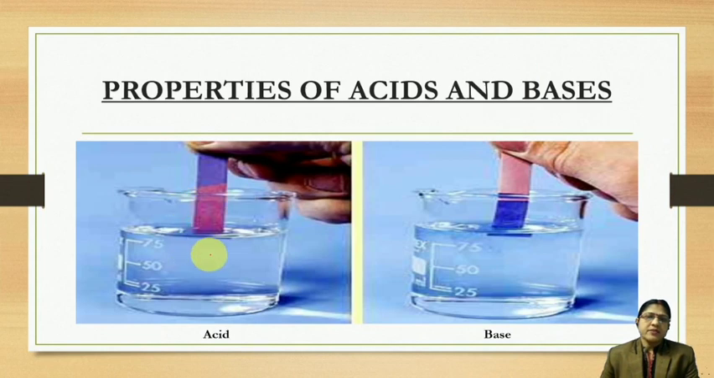Then here you can observe this is blue litmus. When dipped in an acid, blue changes to red, right? Blue litmus turns red in acidic solution. Here you can observe when red litmus is dipped in a base, that is, an alkaline solution of a base, red litmus turns blue, right? So this is the change of coloration of litmus paper.